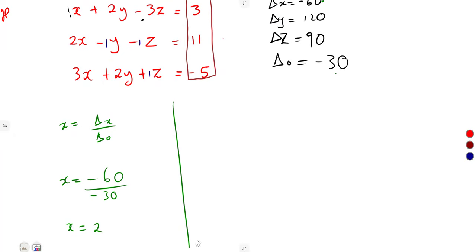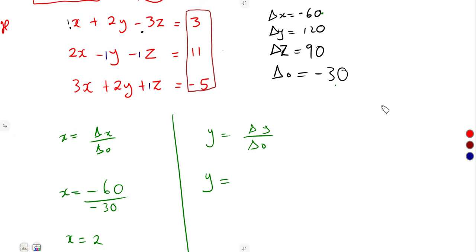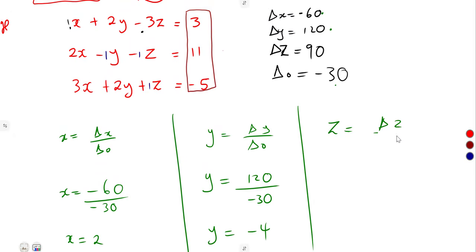It is the same for Y: delta Y over delta naught. Our delta Y is what? Positive 120 over delta naught, negative 30. Simplify this, you get a negative 4. Then Z, the same thing, delta Z over delta naught. So Z is 90 over our delta naught, negative 30. That gives us negative 3. So that is it.